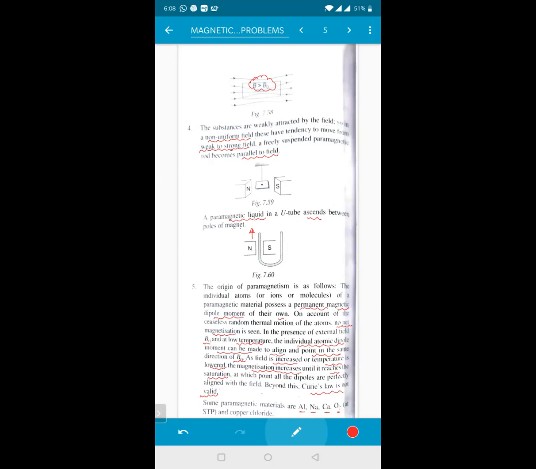Sir, I didn't understand no net magnetism. Because the dipole moments are there, but they are randomly oriented, net magnetism is zero. Exactly. Study it better. It is very important, because now you need to do even theory questions based on this.